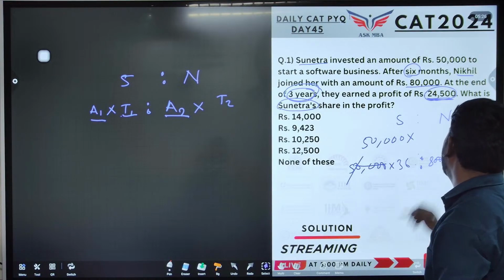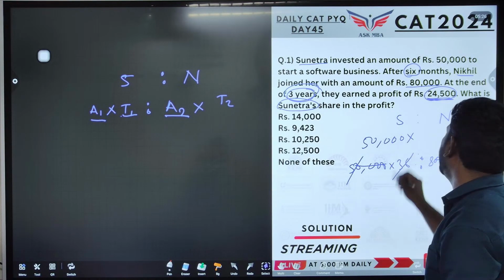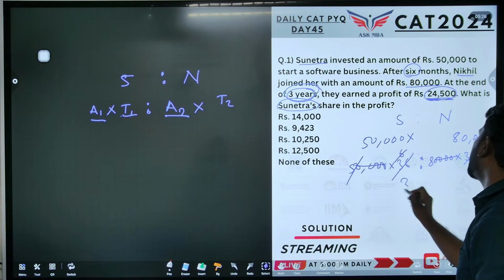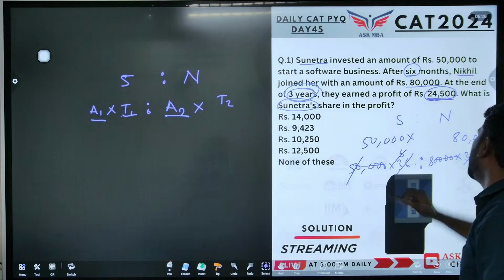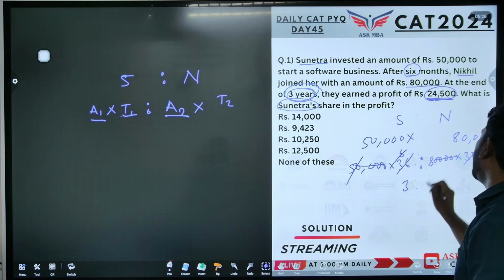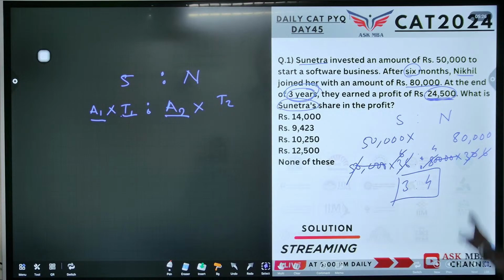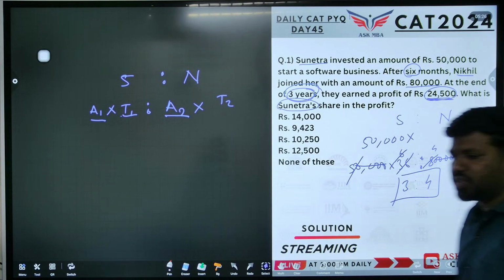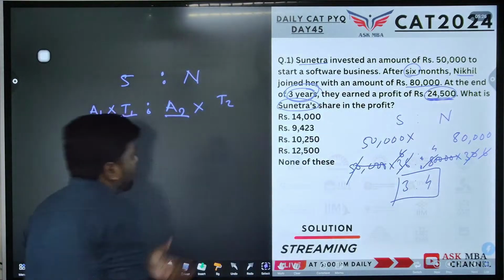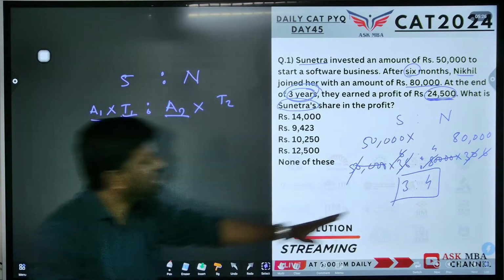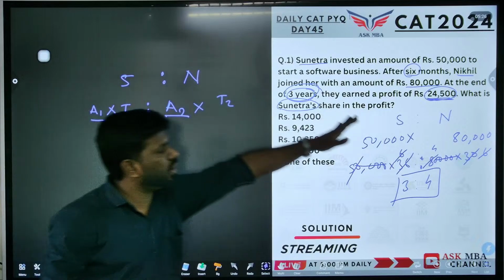6. This again will go for 6, and this will be divided by 2, is to 3, 3 by 4. This will be cut at 4. So now, after looking at this ratio 3 is to 4, what we have found is the ratio in which they have invested their money with respect to their time.